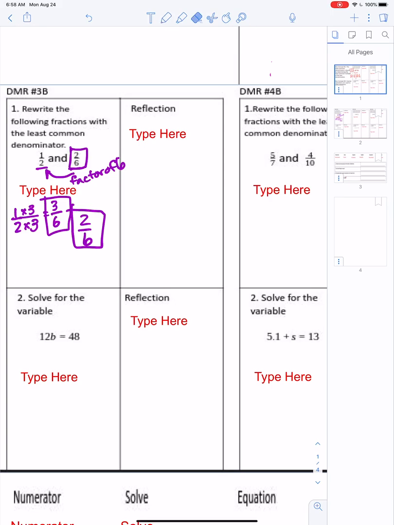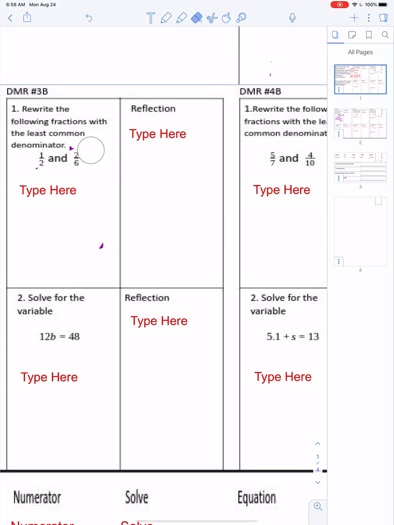If you do not see that, the way that we've been teaching you will also work. So I will multiply these two. 1/2 is missing the 6. And 2/6 is missing the 2. If you do it that way, it will also become 6/12 and 4/12.